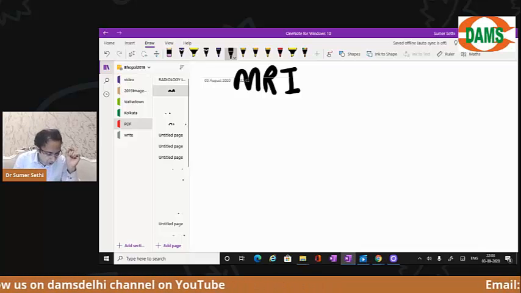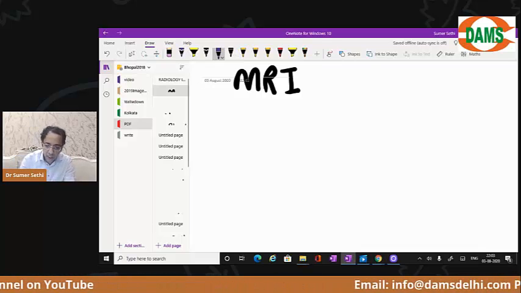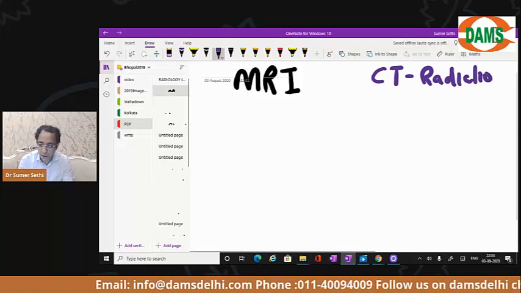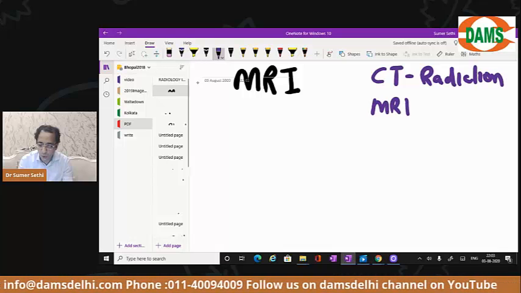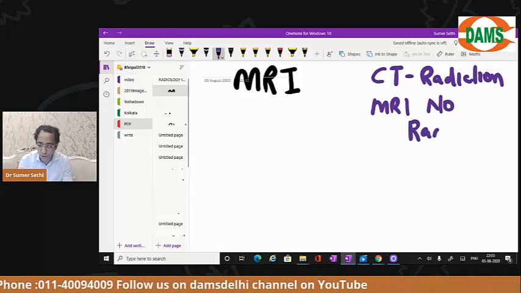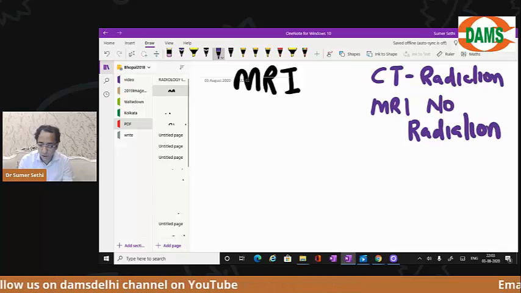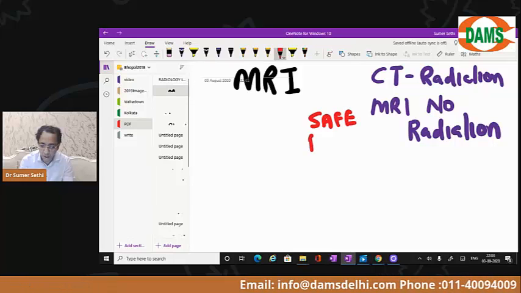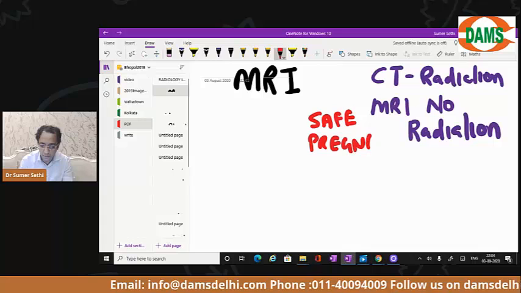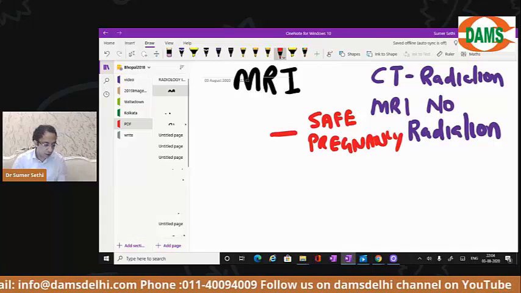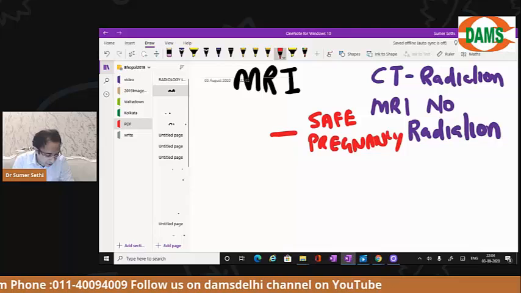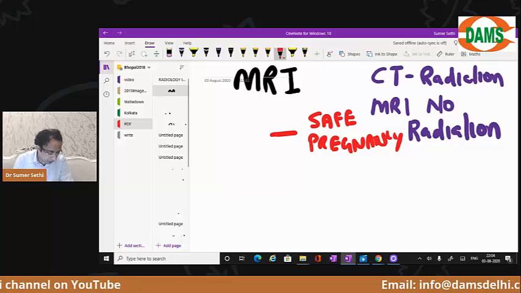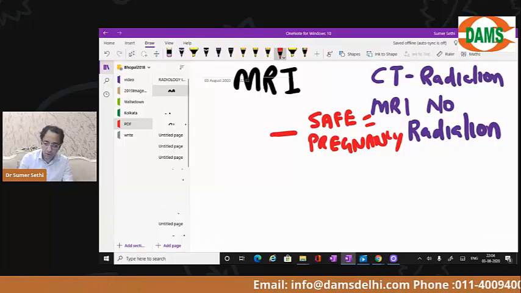Now remember, everybody, CT scan had radiation exposure. We discussed this in the first class. MRI has no radiation exposure because it is based on magnetism. And that is why whenever you get a question here, remember MRI is safe in pregnancy. Everybody clear? Is MRI safe in pregnancy? Yes. So this is the first question I wanted you to remember.